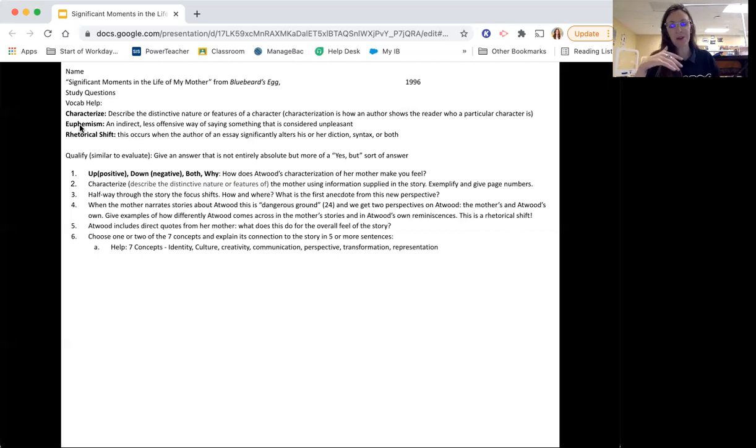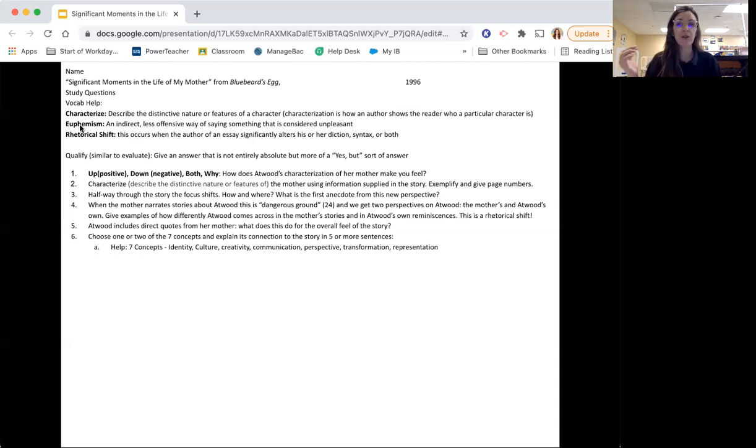And the mom uses them often because that's the era she comes from. So pay attention to how that also affects the way that you imagine her being, the way that she probably holds herself, the way that she interacts with people. And finally, we're going to have a rhetorical shift. And so this occurs when the author of an essay significantly alters their diction, syntax, or both.